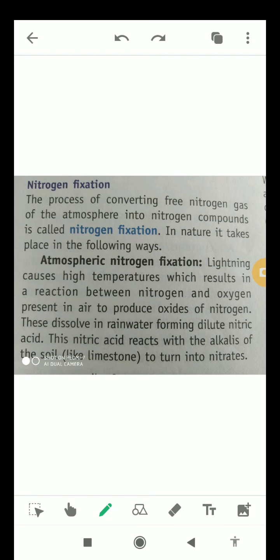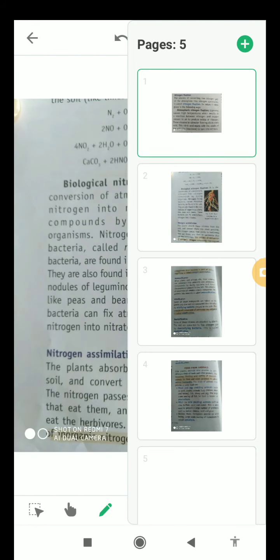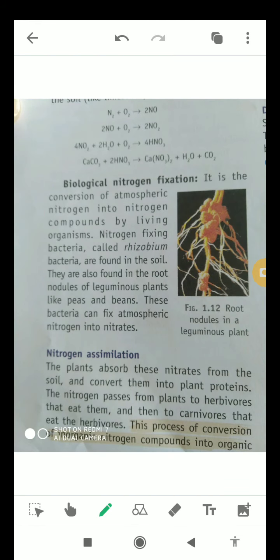So this is how nitric acid is formed. This nitric acid then reacts with the alkalis of the soil like limestone to turn into nitrates. Okay, students? So how does it take place? You will come to know from this slide.